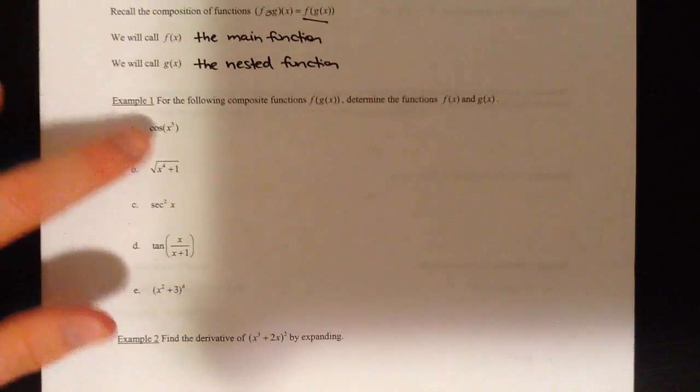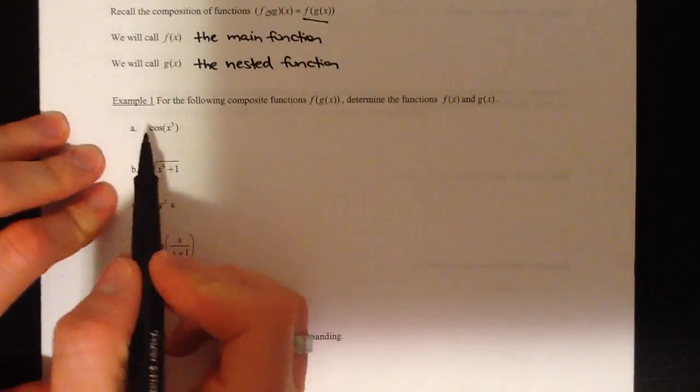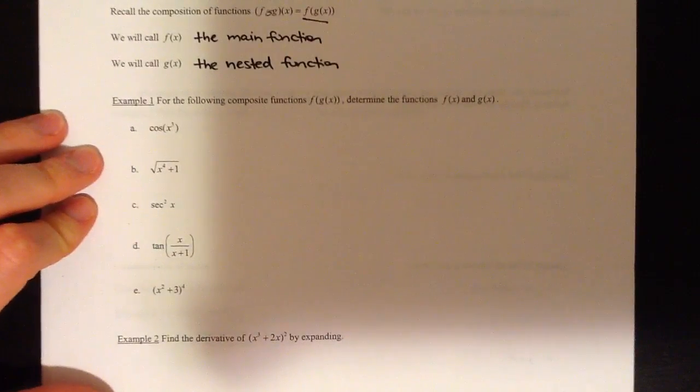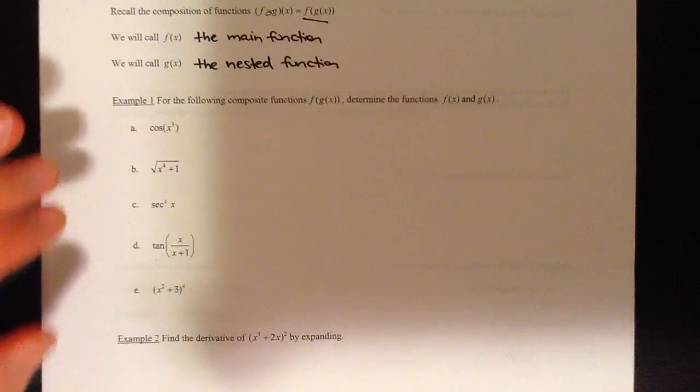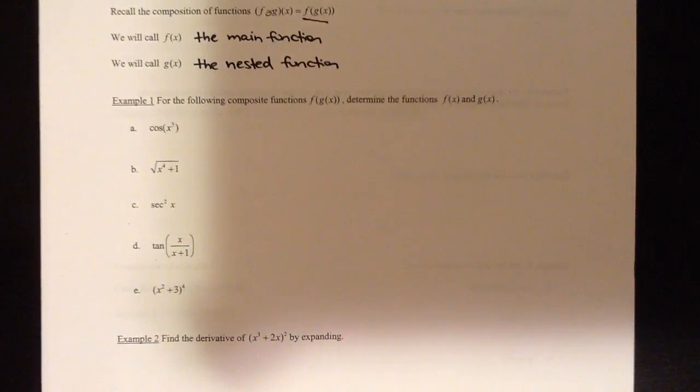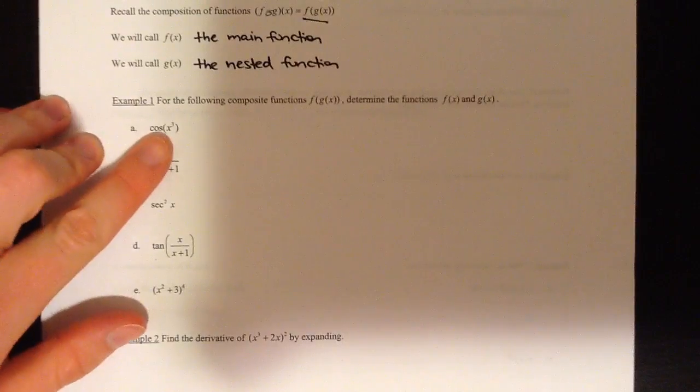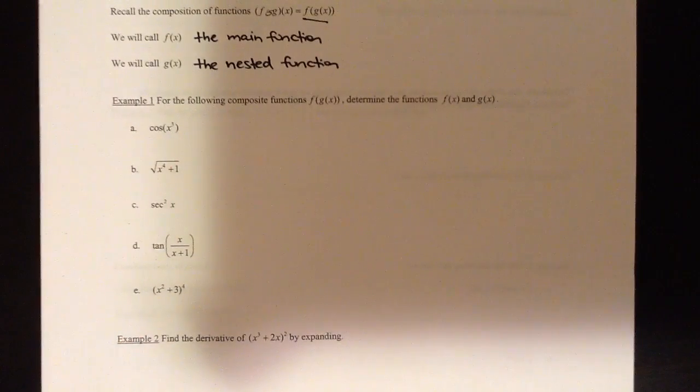So if this is supposed to be f of g of x. Of course, this lesson is better suited when we're all in class in person. I can ask you guys out loud, what's the main function, what's the nested function? So if you're feeling really ambitious, maybe you pause the video and try to come up with it yourself. So this one, cosine is your main function.